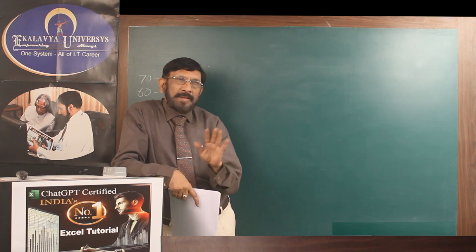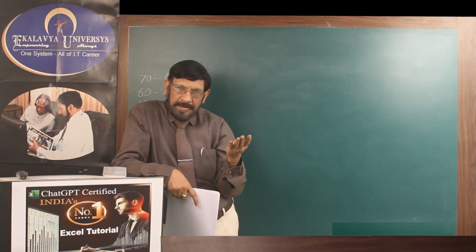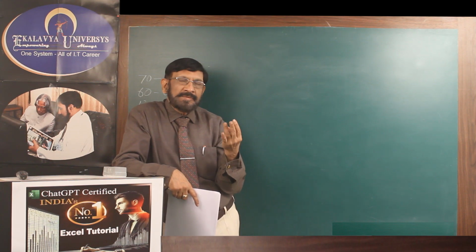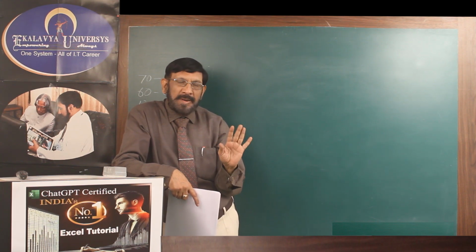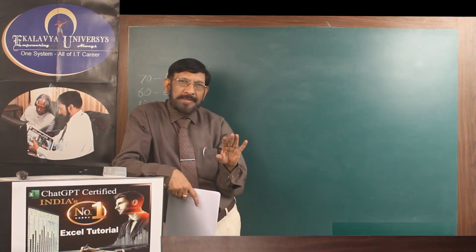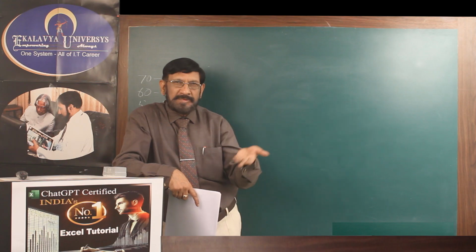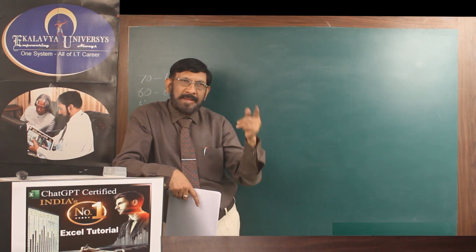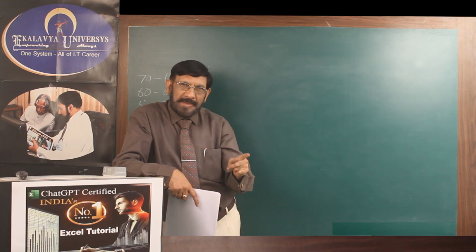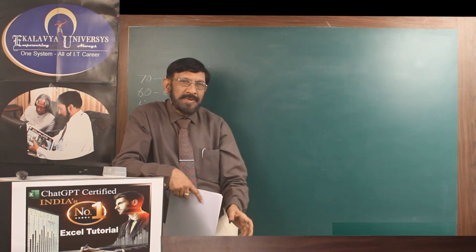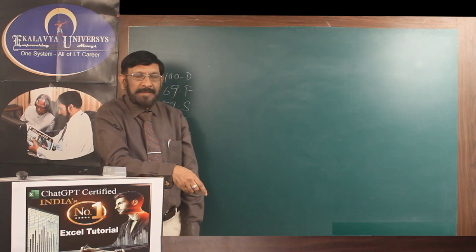Now, the first four columns are name, subject 1 marks, subject 2 marks, subject 3 marks. Four columns into 5 rows, 20 items. Those are the input data. We enter the names, thereafter the subject 1 marks, subject 2 marks, and subject 3 marks.